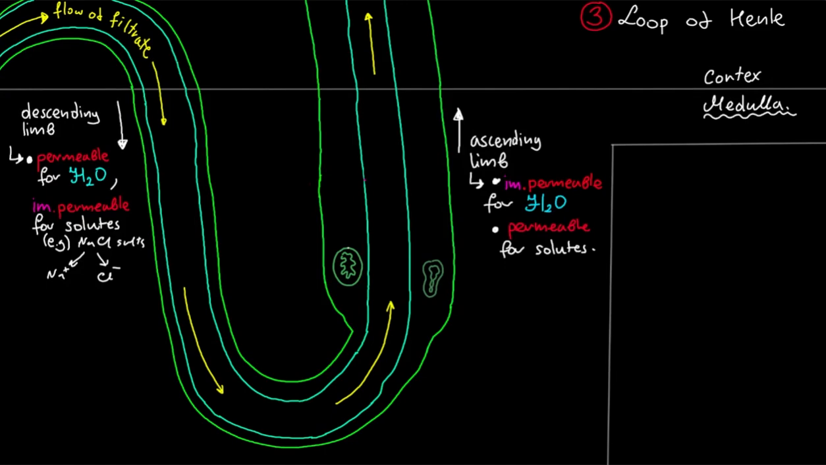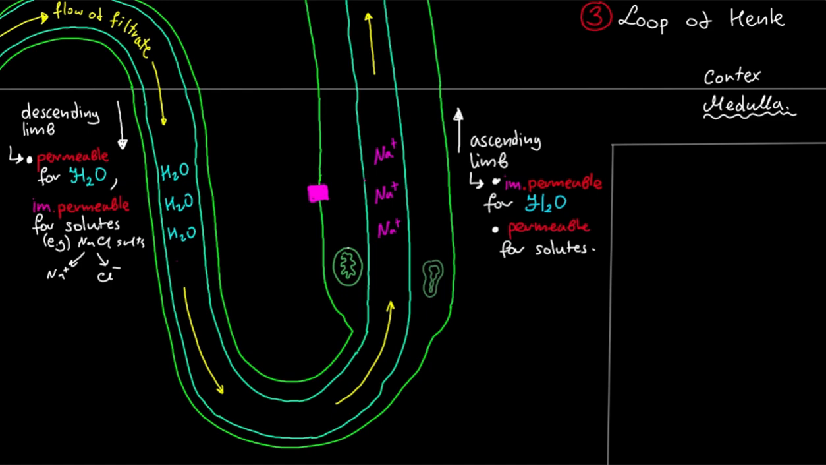Okay, so now we will discuss the loop of Henle step. In this step, we will reabsorb as much water as possible back into the blood. In order to do that, we have a descending limb and ascending limb in our nephron. Note that they are placed in the medulla and that the ascending limb has the thicker wall. Now we will discuss why we really need those descending and ascending limbs.